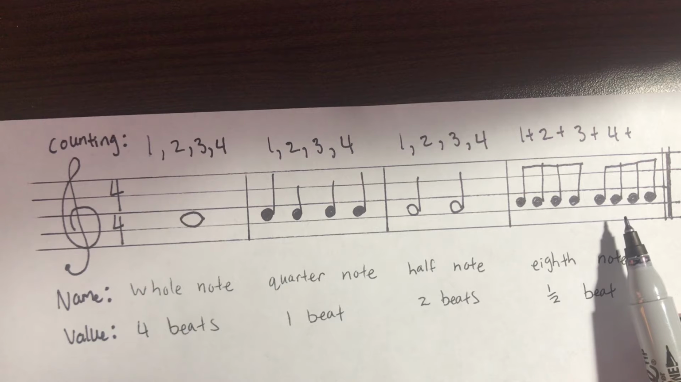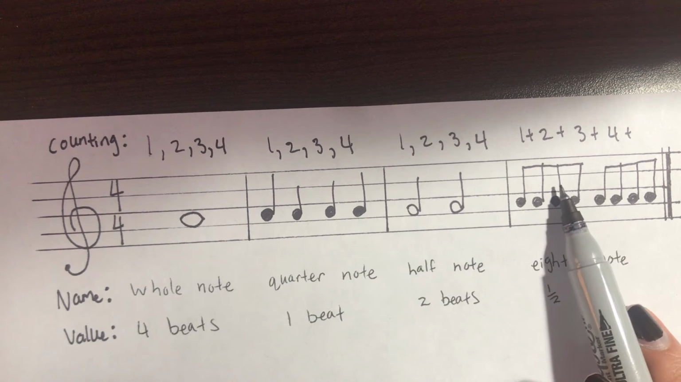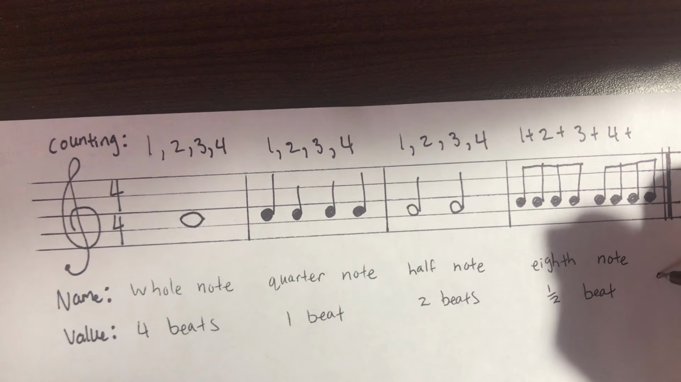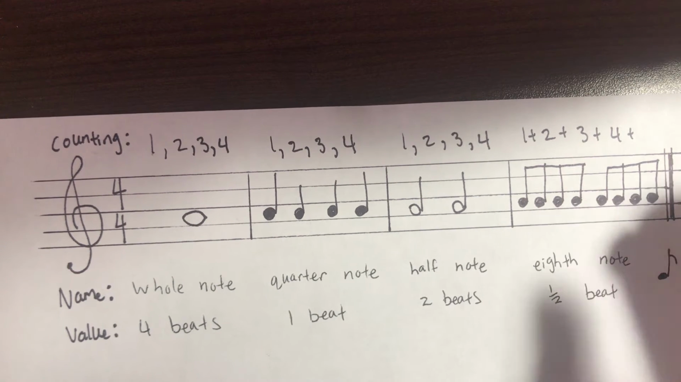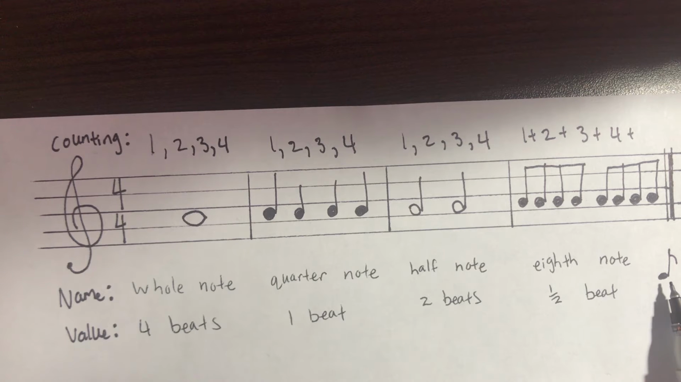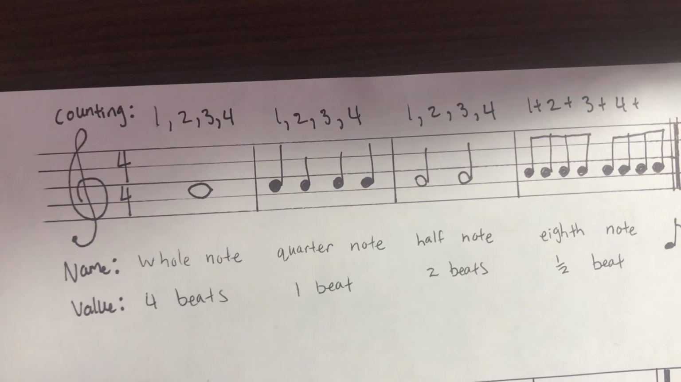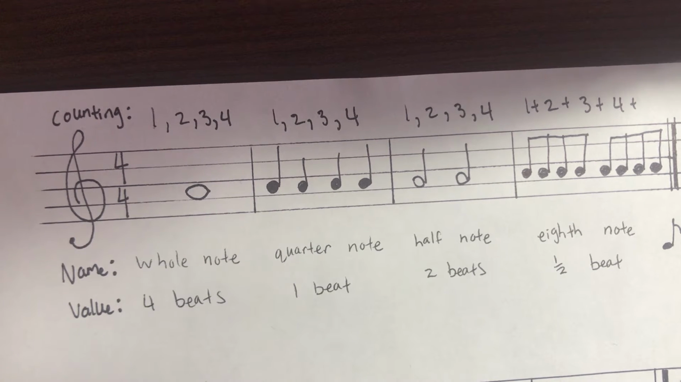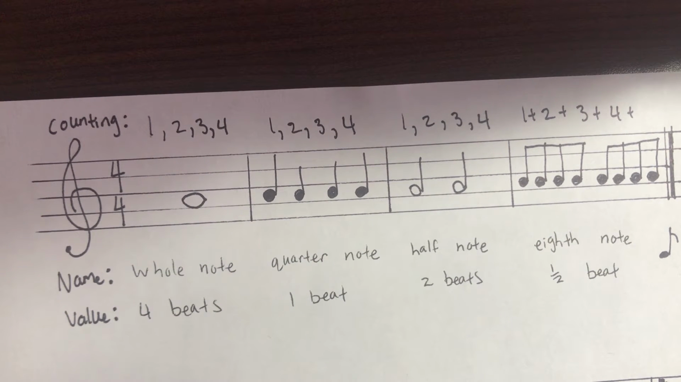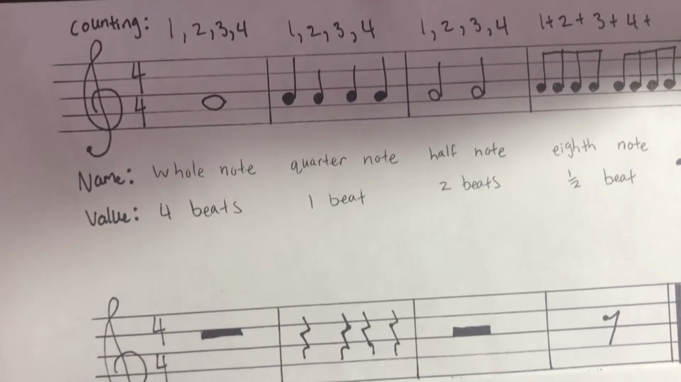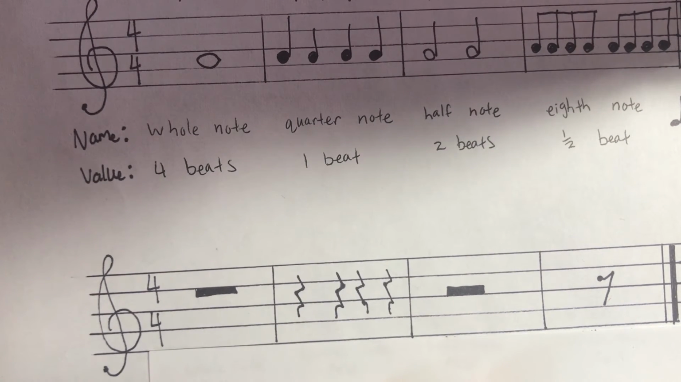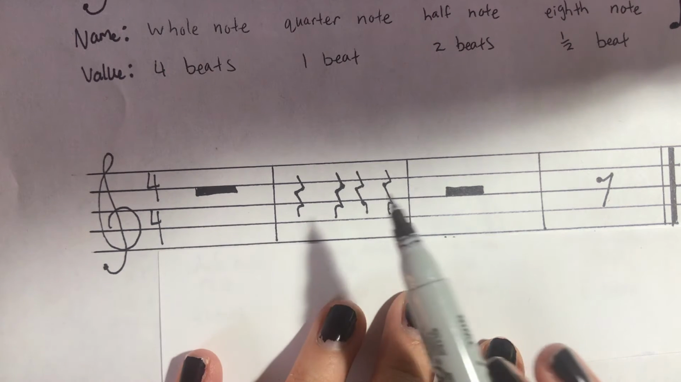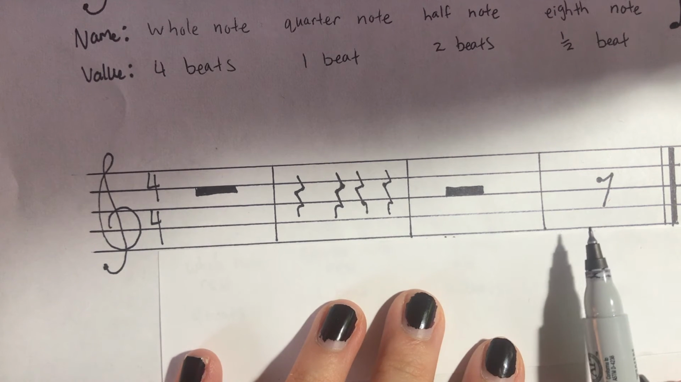Remember that these eighth notes can either be stemmed, like they are here, or if they're written by themselves, they can also have a flag, like so. Now, what happens in a piece of music if you want no sound to be played? Then we have rests. Similar to notes, we have many different kinds of rests that each have their own value.